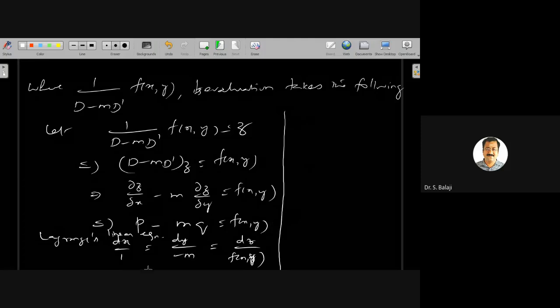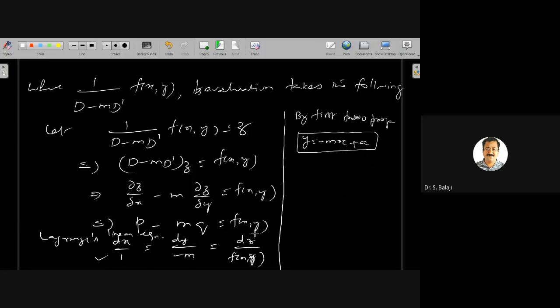Right. Then if you take these first two proportions, what you can get here is dx by 1 equal to dy by minus m. You cross multiply this one here and get y is equal to minus mx plus a, or a minus mx. So y is equal to a minus mx. That type of idea we can get. By the first two proportions, you can get the formula y is equal to a minus mx.